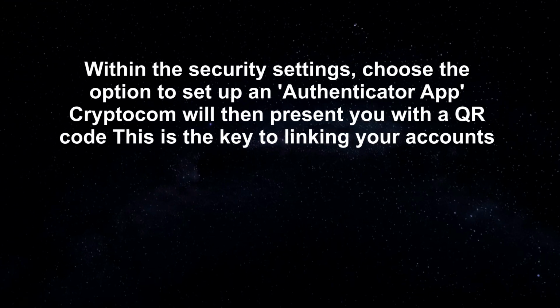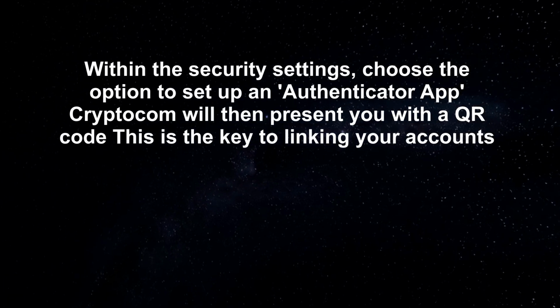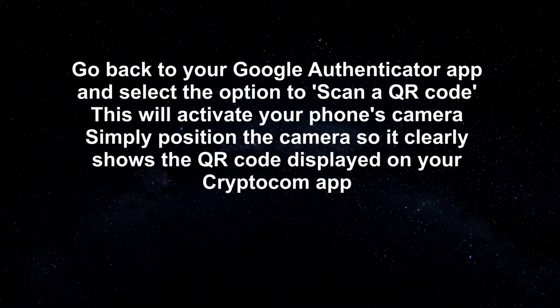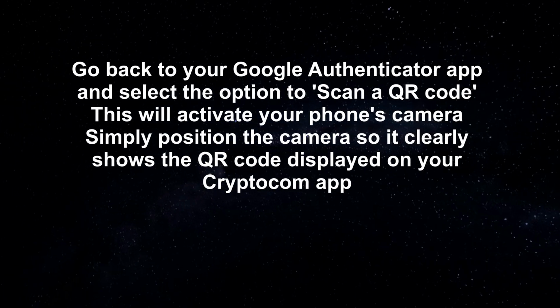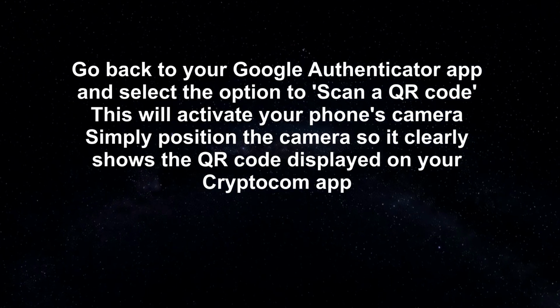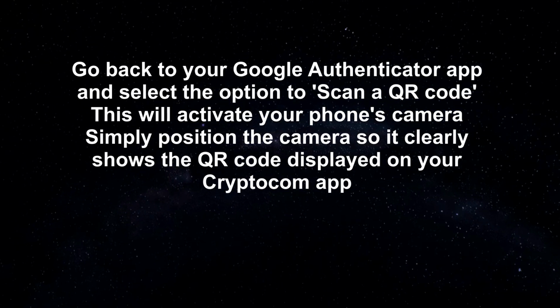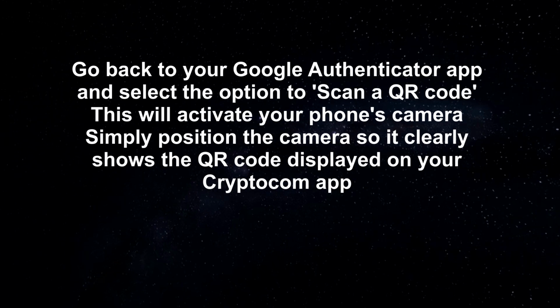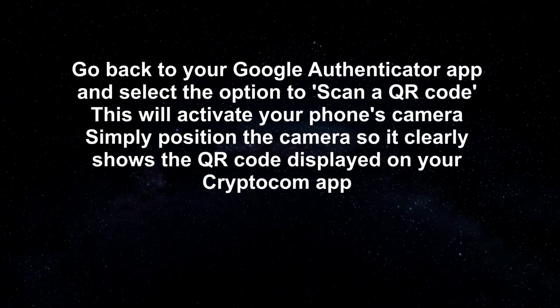Crypto.com will then present you with a QR code. This is the key to linking your accounts. Go back to your Google Authenticator app and select the option to scan a QR code. This will activate your phone's camera. Simply position the camera so it clearly shows the QR code displayed on your Crypto.com app.